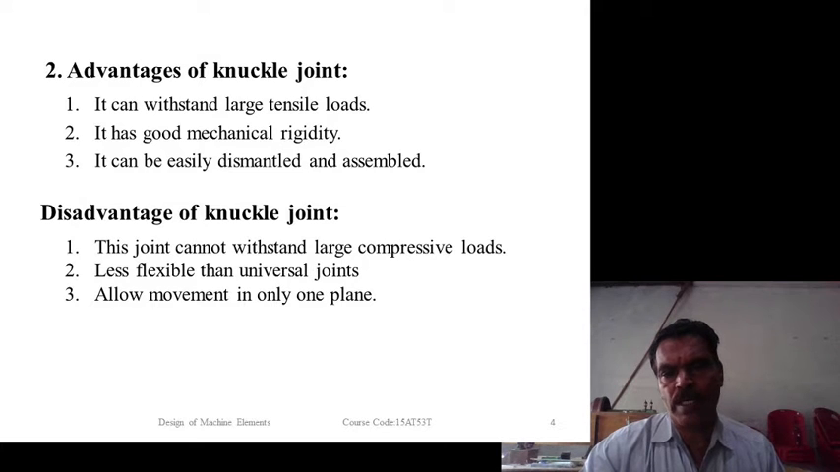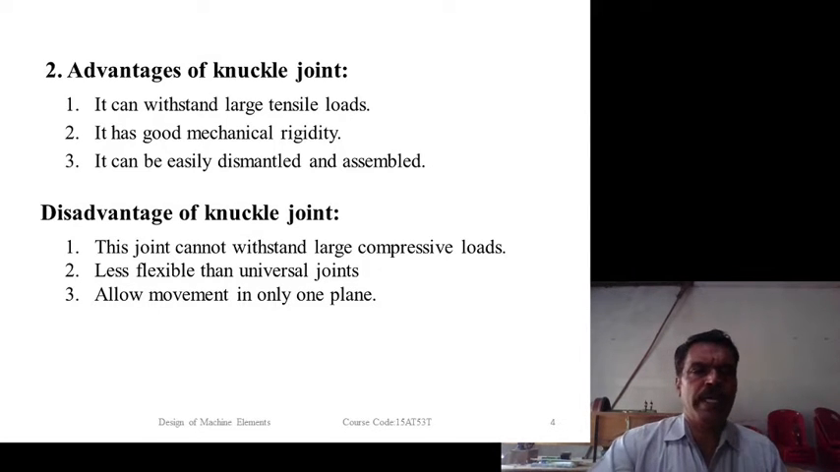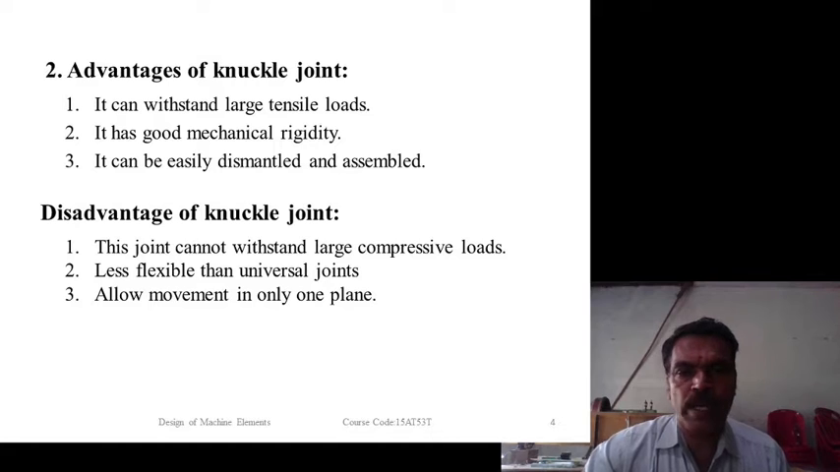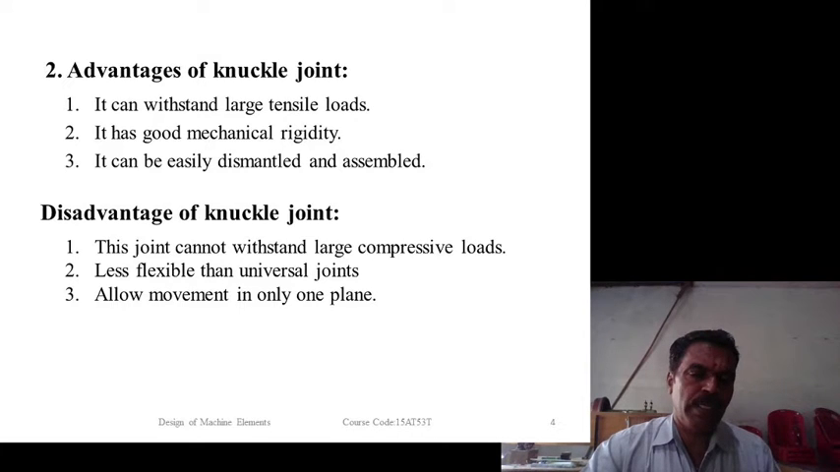And third point is it can be easily dismantled and assembled. It means it is very easy to assemble and disassemble the joint, because whenever you are going to remove the cotter pin first, then you can separate the collar and you can separate the knuckle pin. After that you can separate these two parts, the two eye end as well as the single eye end. So like this we can dismantle it. The assembly is also the same thing.